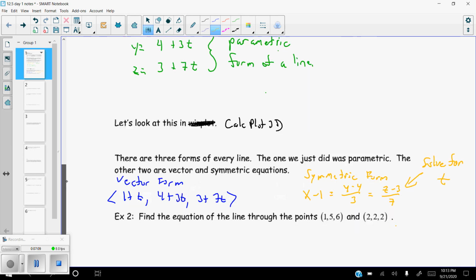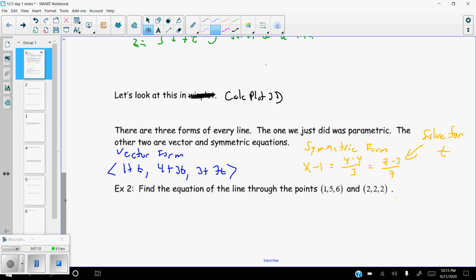All right, now let's see how we're going to work this thing here. Find the equation of the line through those points. I think I've got enough room to do this on here. Again, I don't know why it shifted, but we'll deal with it.